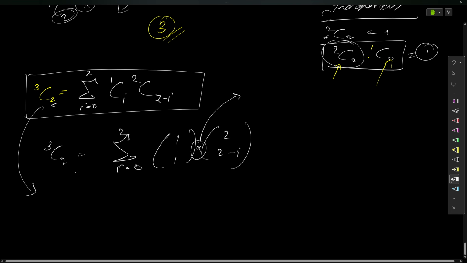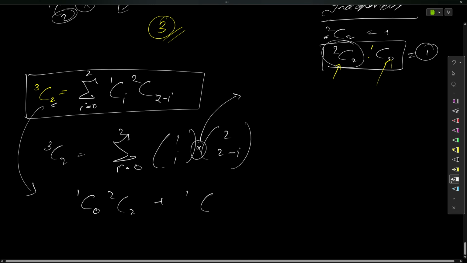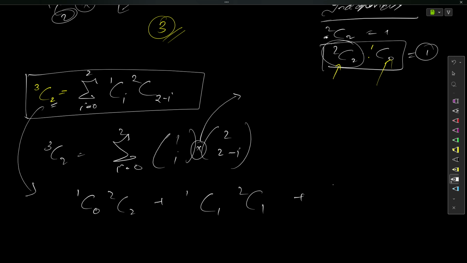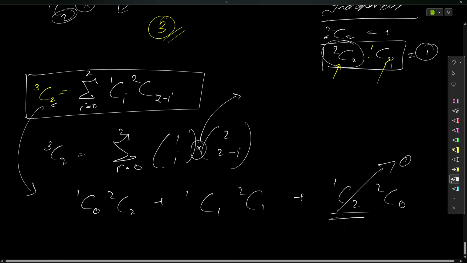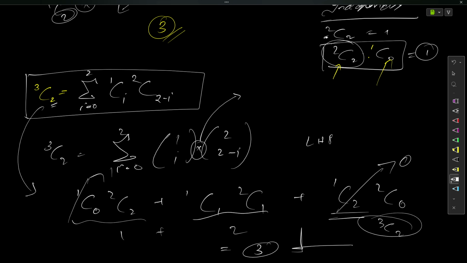Now, let's expand it. So 1C0 times 2C2 plus 1C1 times 2C1 plus 1C2 times 2C0. Now this will go to 0 because the way of choosing two items out of one is not even possible. So this will become 2, and this will go to 1. This will become 1. So the answer is coming to be 3. Yes, so it's the same as 3C2. So I can say that LHS is equivalent to RHS.